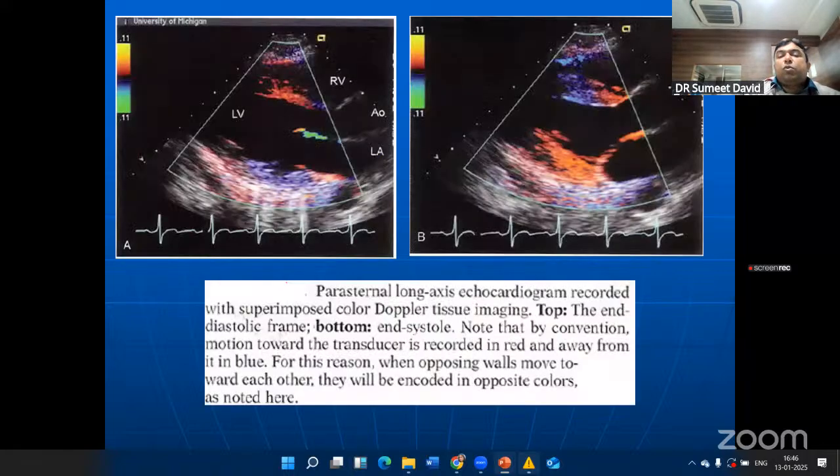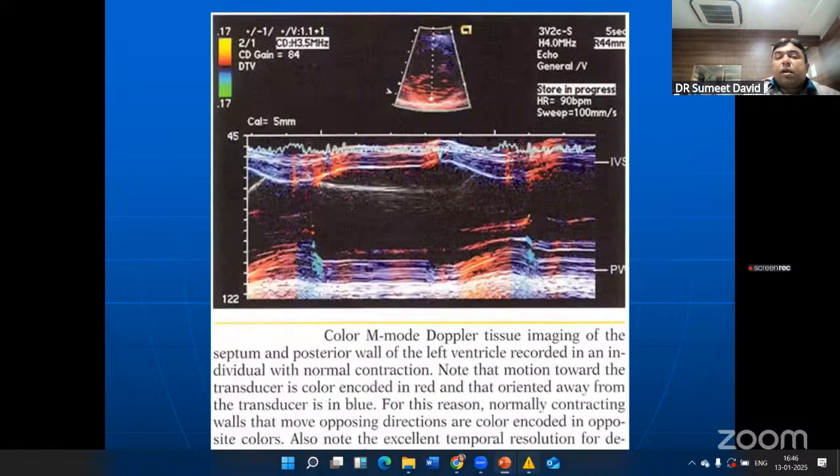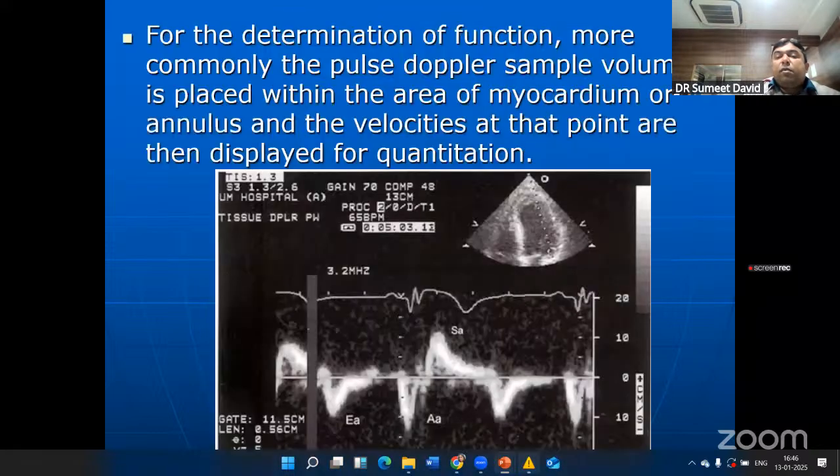So this is how we can do a tissue Doppler imaging. We can take a 4-chamber view. We can take a parasternal long axis view. We can see the M Doppler view. And you just have to put the PW cursor on that.